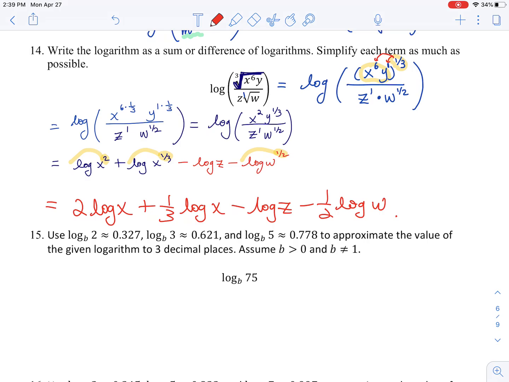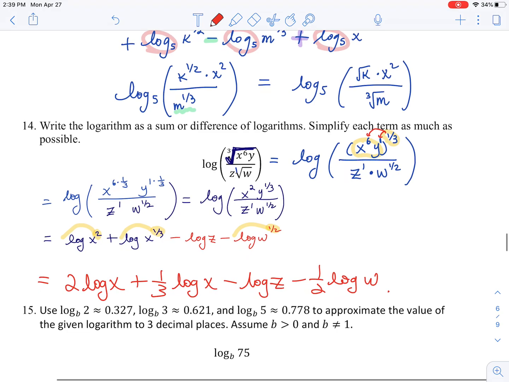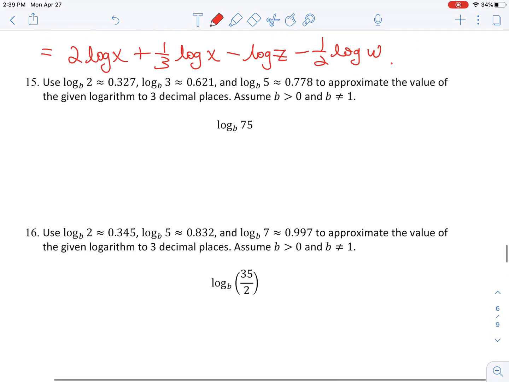So that's how you will expand this logarithm as a sum or difference of logarithms, and do bring down those powers as coefficients in front of them, okay? So that's it for number 14. Let's go over number 15 and 16. Slightly different type of problems.